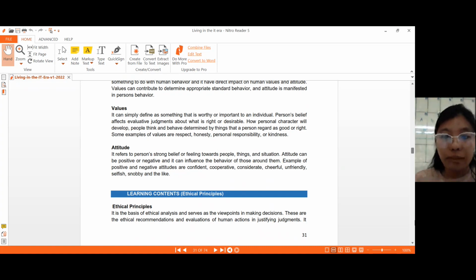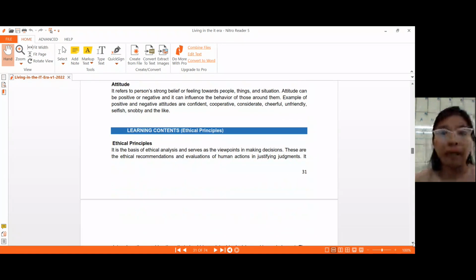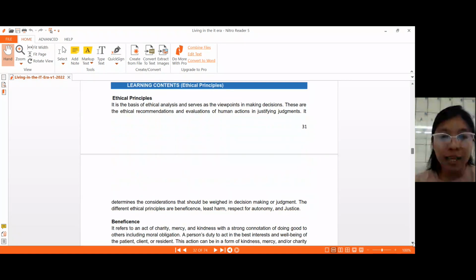Now we proceed to your ethical principles. Ethical principles naman is the basis of ethical analysis and serves as the viewpoints in making decisions. So these are the ethical recommendations and evaluations of human actions in justifying judgments. Okay, so ito yung mga nakakatulong sa pagdedesisyon ng isang tao.